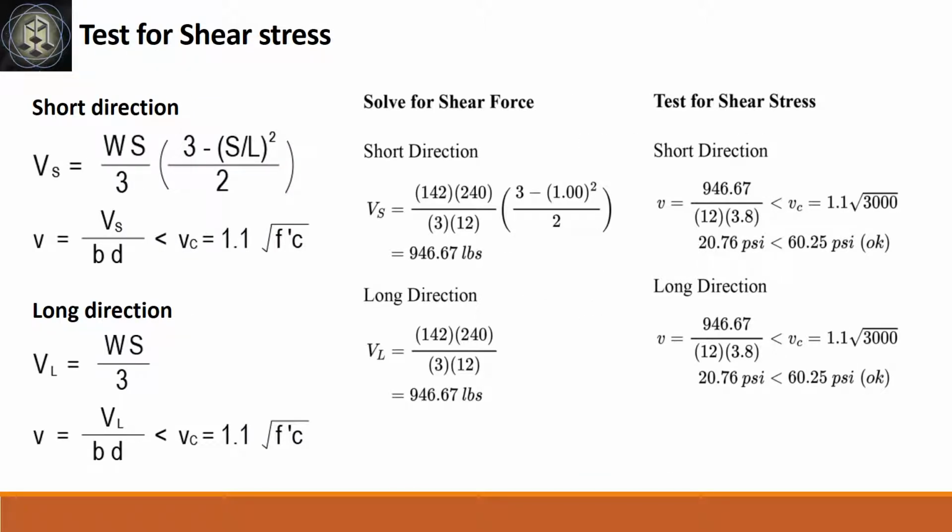To test the short and long direction shear stress, we get the short direction shear force of 946.67 pounds and shear stress of 20.76 psi, less than the 60.25 psi concrete capacity, and the long direction shear force of 946.67 pounds with shear stress of 20.76 psi, less than the 60.25 psi concrete capacity.